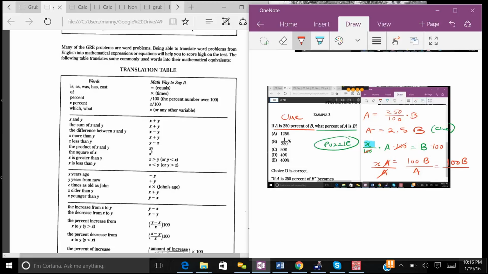100B divided by, what is A? A is 2.5B, right? So B and B cancel. And 100 divided by 2.5, you can put that in the GRE calculator, or you can write it as 1000 divided by 25. If you divide it, you get 40%. Does it make sense? Yes. See how the translation table makes it so much easier, right? So you need to know this translation table really well.